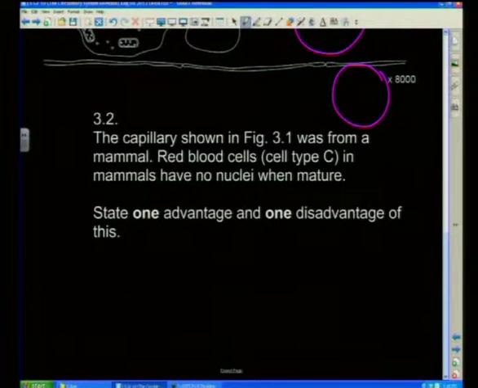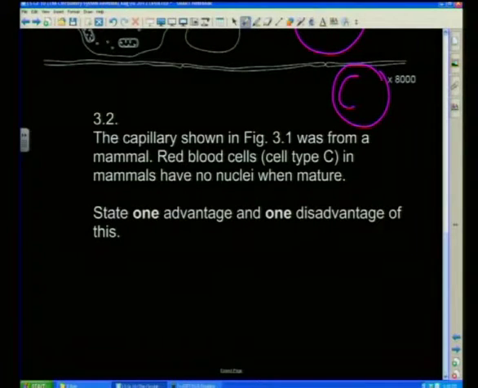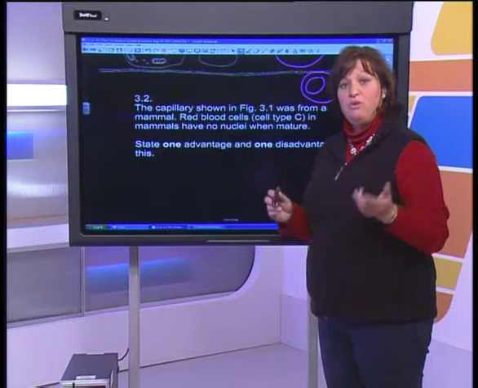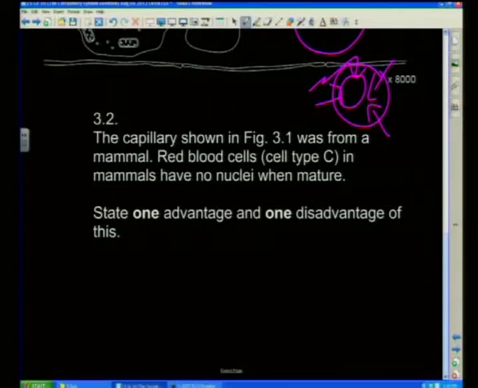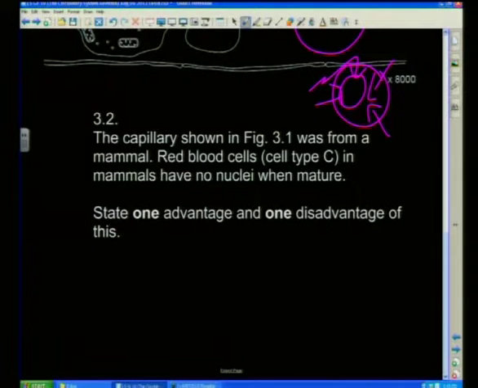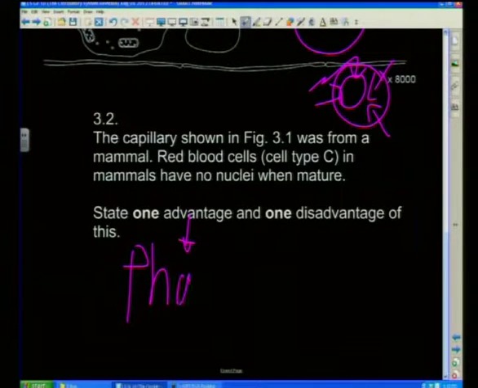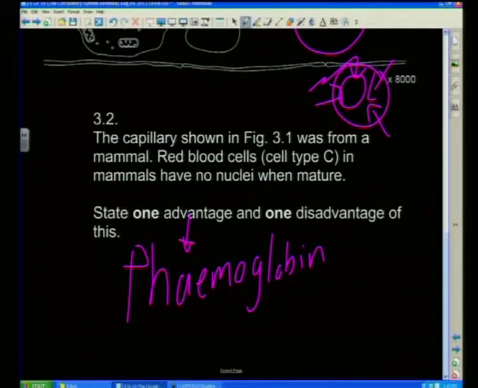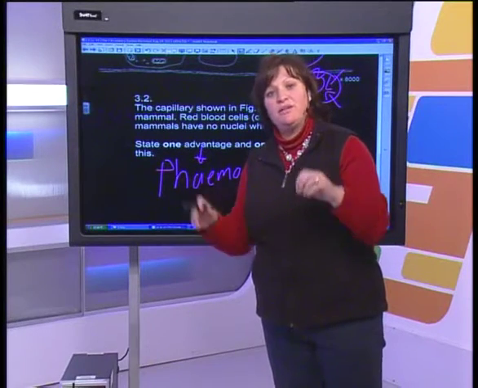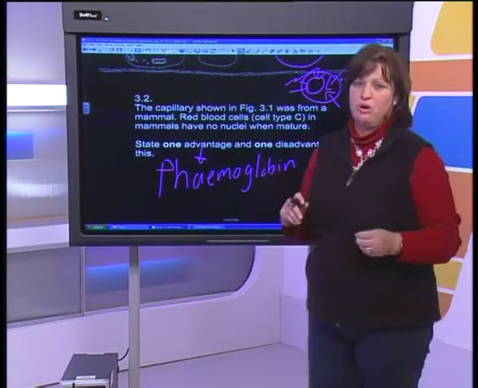It transports oxygen. So imagine if we had a nucleus over here, what would happen then? The nucleus would be taking up space, and we don't want that. We want oxygen to be able to fill up the whole cell. So one of the advantages is there's much more space. We can increase that iron pigment that I told you about, hemoglobin. And if we increase the amount of hemoglobin, we can transport far more oxygen.